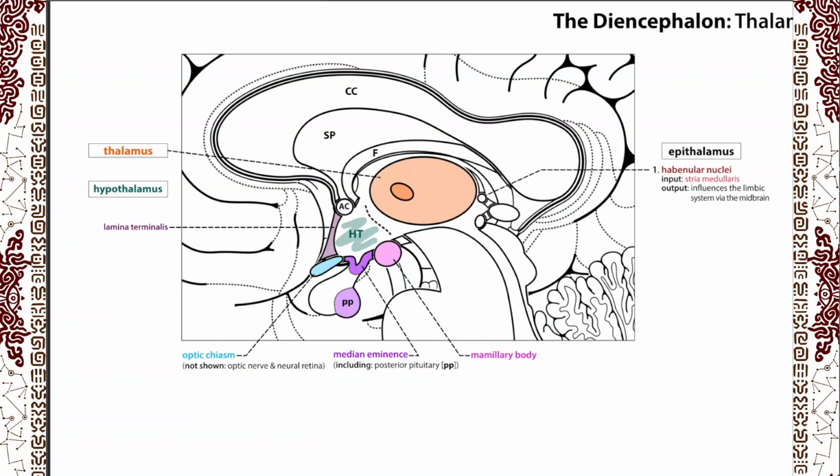First, the habenular nuclei. The habenular nuclei receive information from the ventral forebrain via the stria medullaris and output to the midbrain to influence the limbic system.